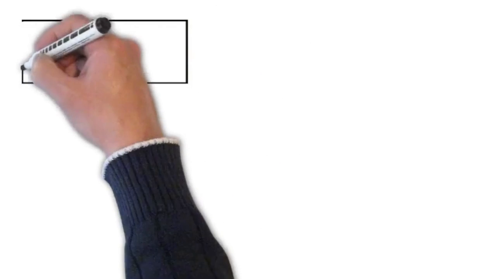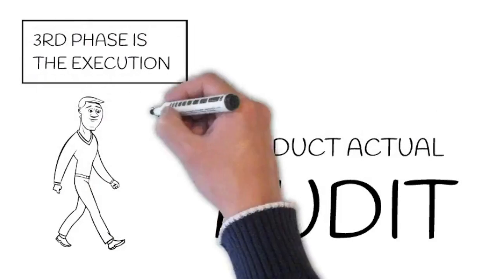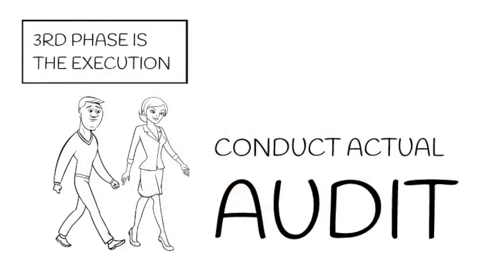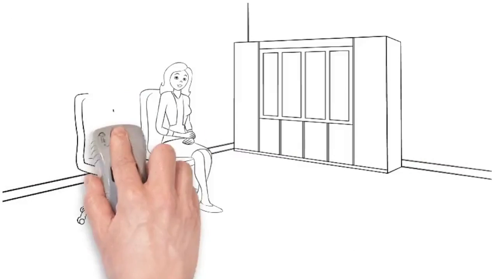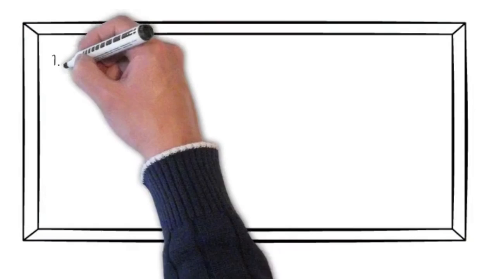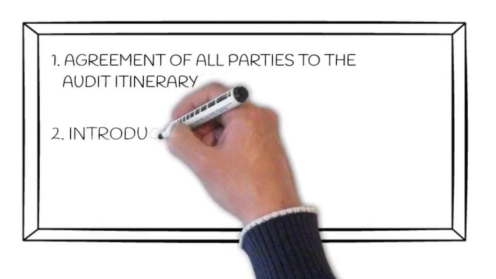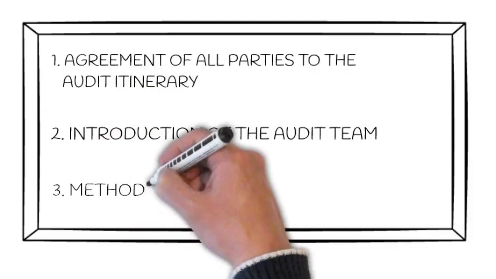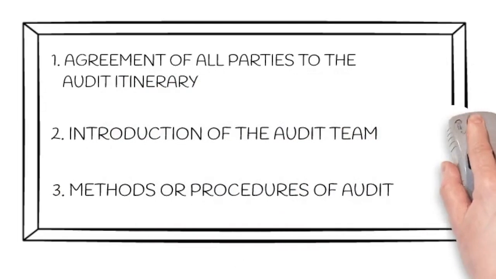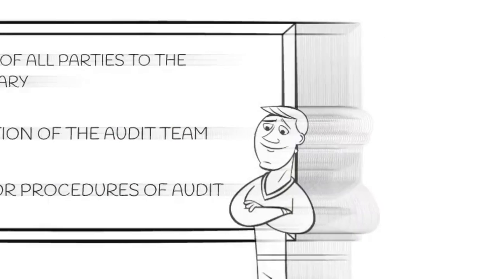Third is the execution. Once everything is set, auditors may proceed with the conduct of the actual audit, which is called the execution. First activity is to conduct an opening meeting by the lead auditor with the auditees. Opening meeting discussion shall include agreement of all parties to the audit itinerary, introduce the audit team, methods or procedures of audit, including the grading of nonconformities, relevant safety procedures, and other conditions needed to be discussed.